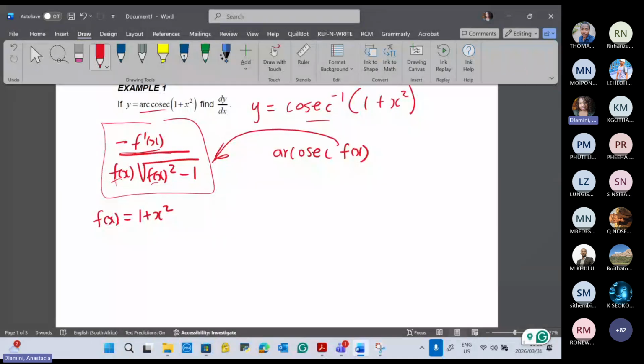You can do it the way they did it in the study guide and substitute everything, or you can do it step by step. So I know that f of x is equal to 1 plus x squared. Now the derivative of f of x is equal to what? It is equal to 2x. Am I right? Yes or no? Yes, ma'am, you're right. Thank you.